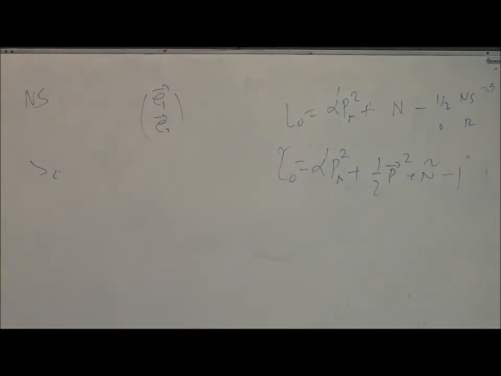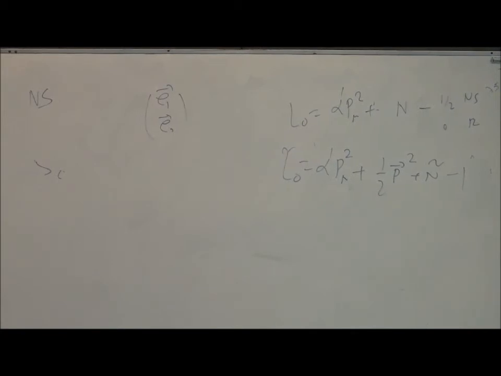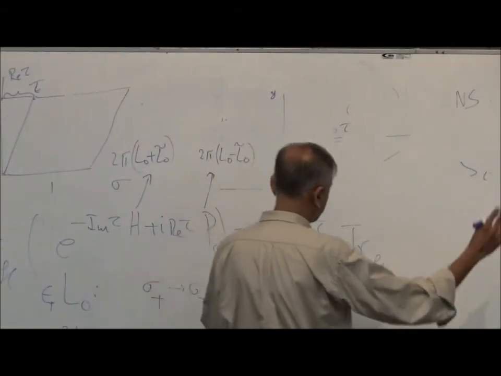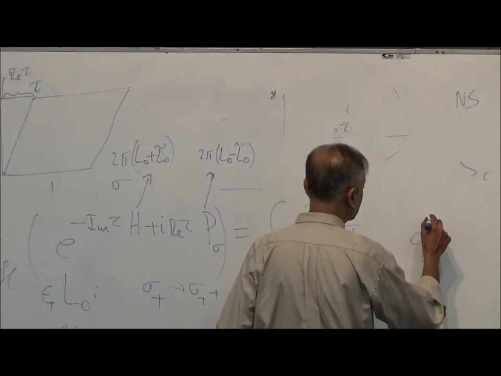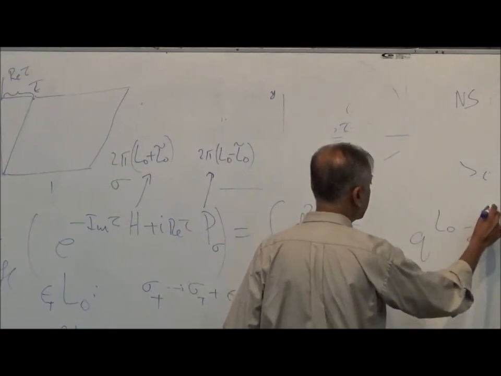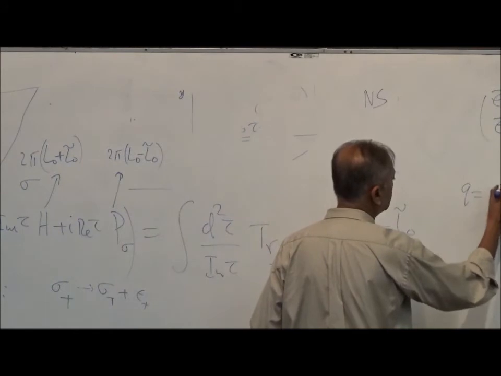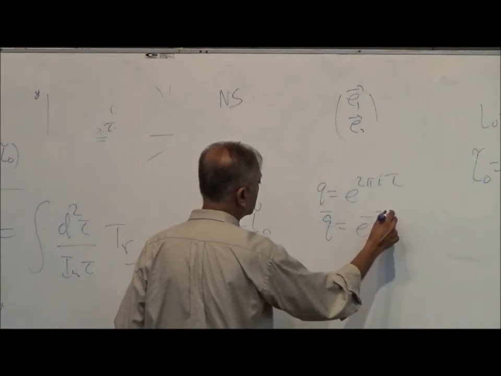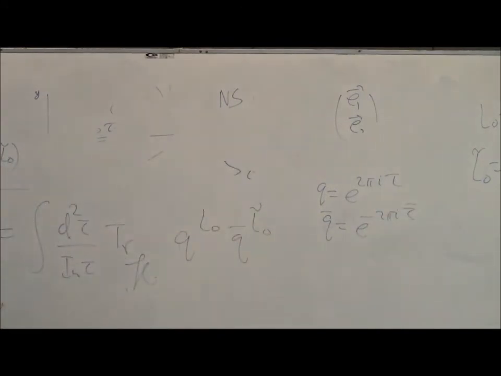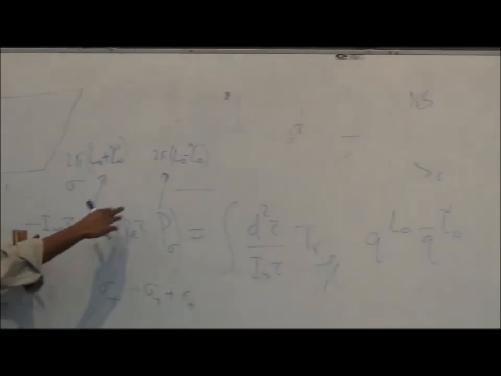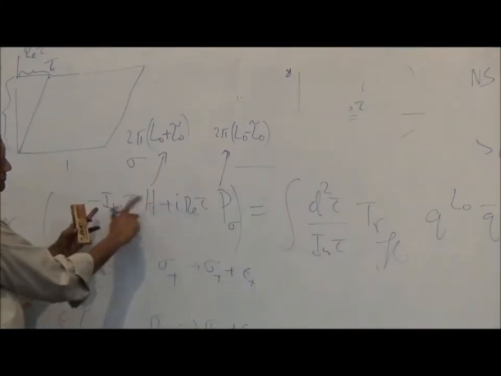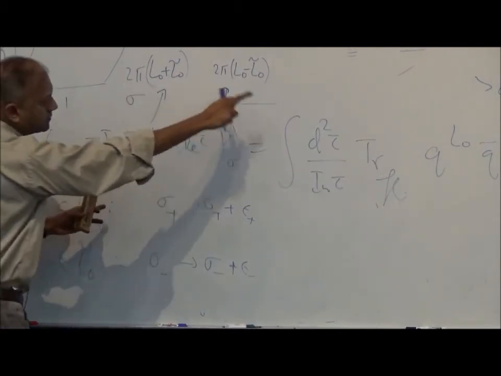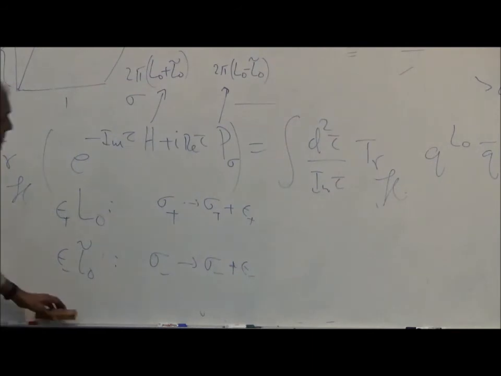So this I can rewrite as some measure d2 tau over Im tau, and then trace over whatever Hilbert space you have, the big Hilbert space you have, and it just becomes q to the power of L0, q bar to the L0 tilde, where q is e to the 2 pi i tau, and q bar is the complex conjugate. You combine real tau and imaginary tau, and the way the combinations appear for L0 and L0 tilde will be opposite. So in one case you'll get L0, in the other you'll get L0 tilde. And this 2 pi is coming from this combination.